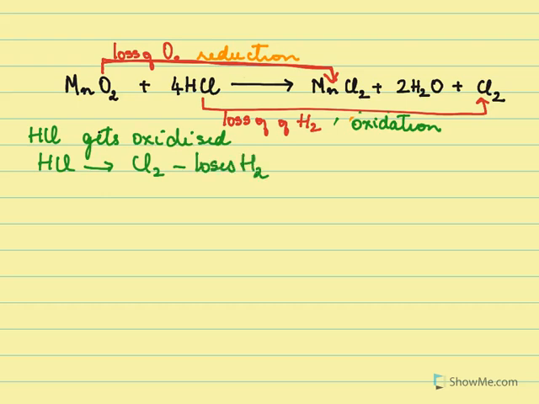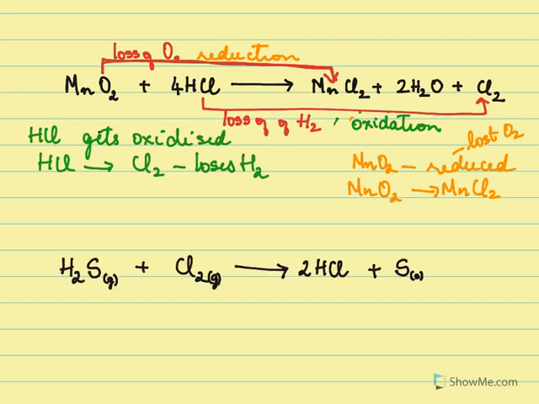Well, when we go to MnO2, we say MnO2 is reduced. Why is it reduced? Because MnO2 turns into MnCl2 and in the process it has lost oxygen. So it undergoes a reduction.